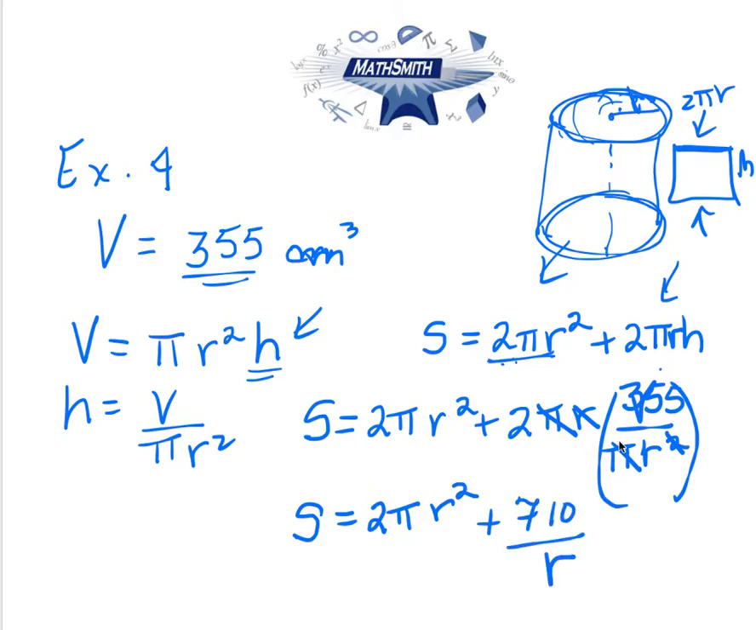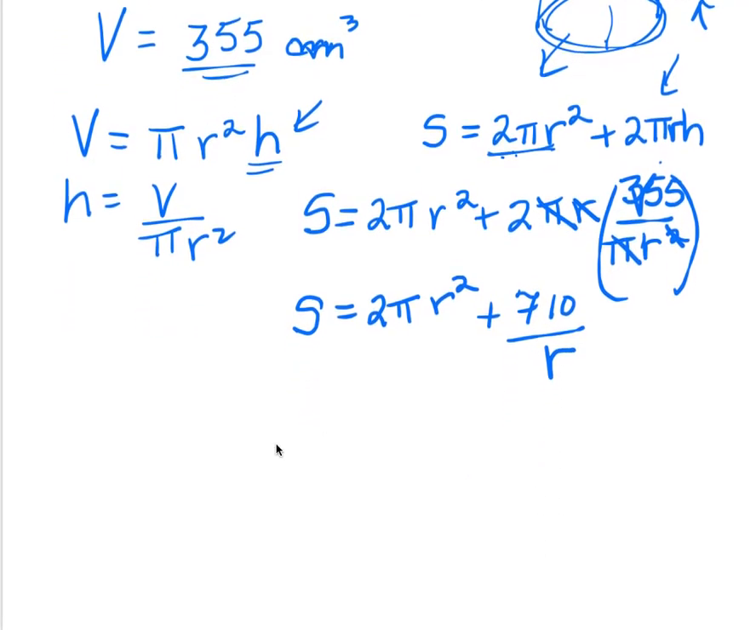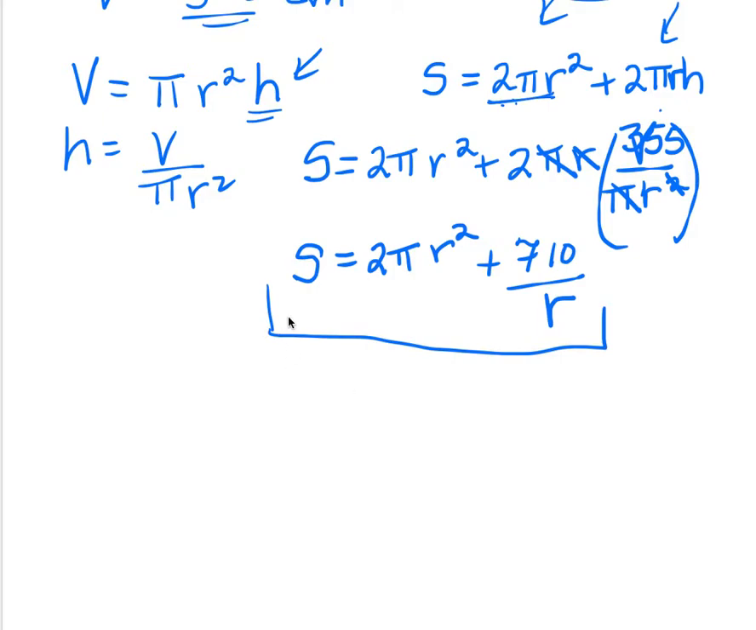Okay, so there's our surface area. All right, so in essence, what you're going to do now is graph this rational function in your calculator and find the minimum value. We're looking for the minimum value of S. We're trying to find out what r is for the smallest value of S.